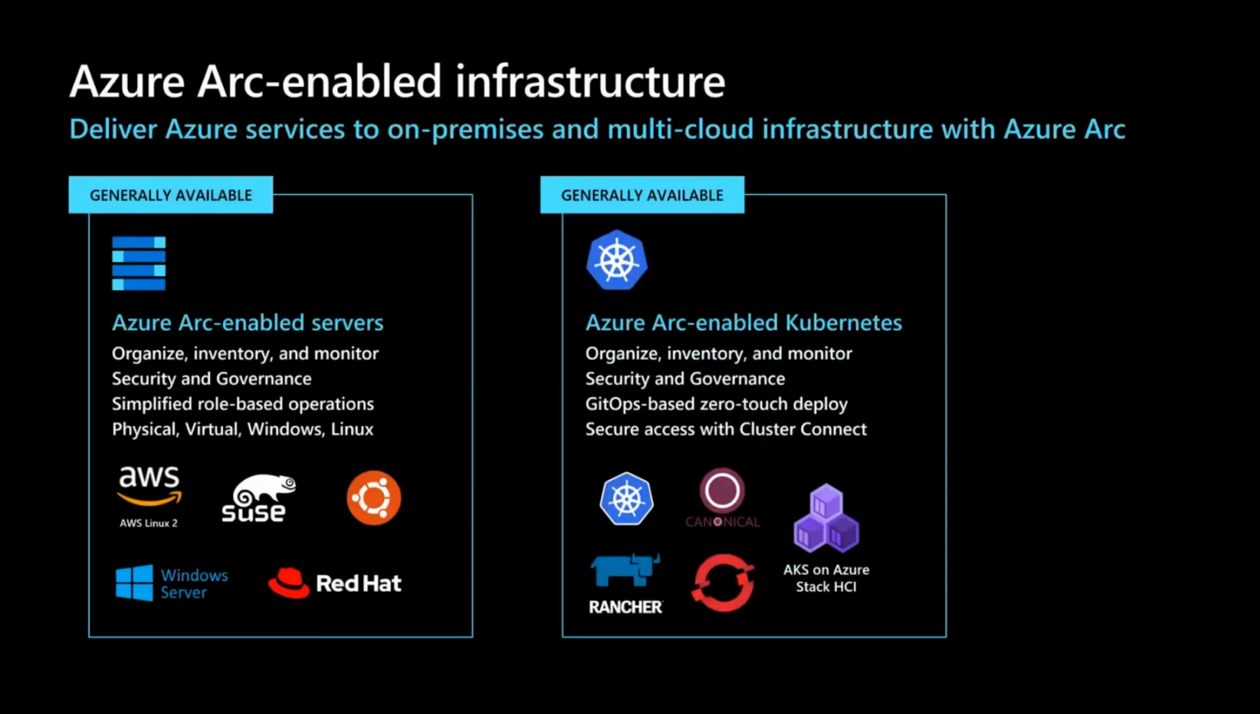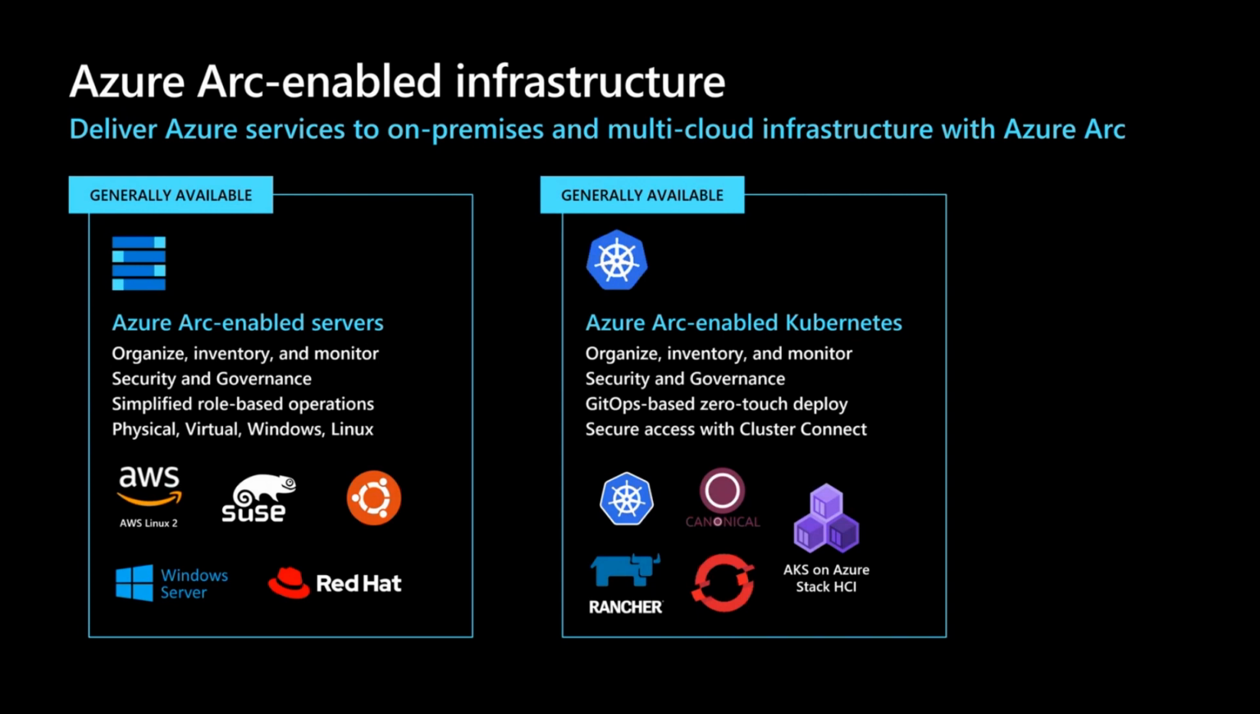So we're going to talk about two different scenarios today around Arc-enabled infrastructure and monitoring. One is Arc-enabled servers. So again, this ability to organize, inventory, and monitor your Arc-enabled servers, apply security governance principles to them. And regardless of what they might be, whether these are physical machines, virtual machines, they might be Windows or running some distribution of Linux that's supported by the Arc agent, all of these are things that can be lumped into Azure Arc and viewed under that consistent set of tooling.